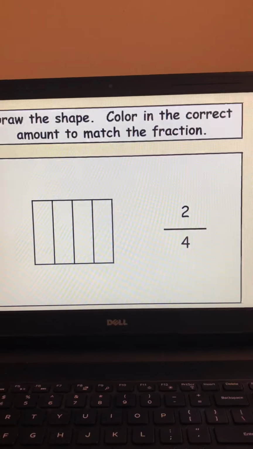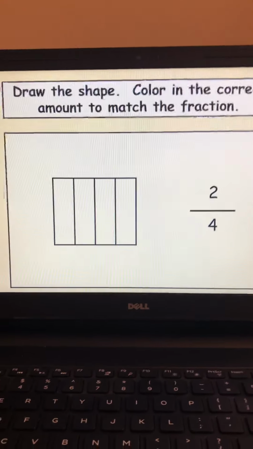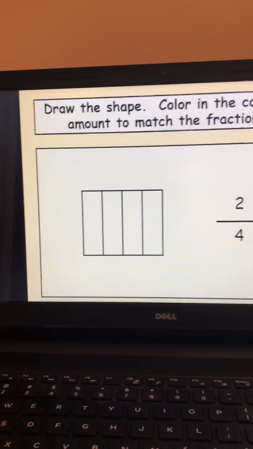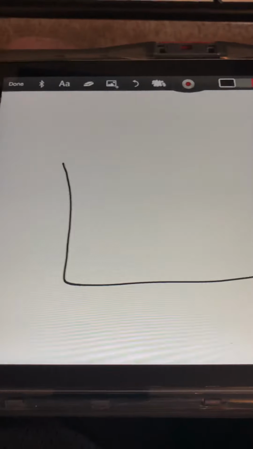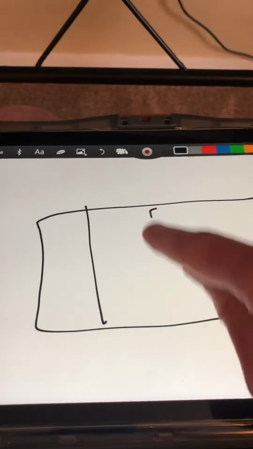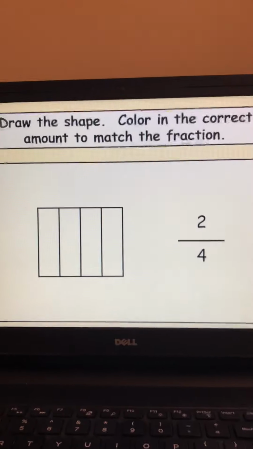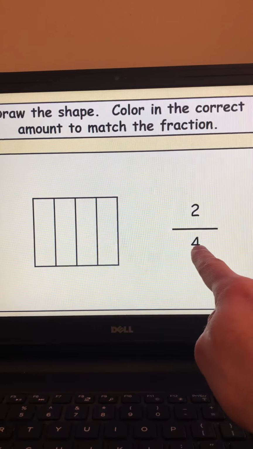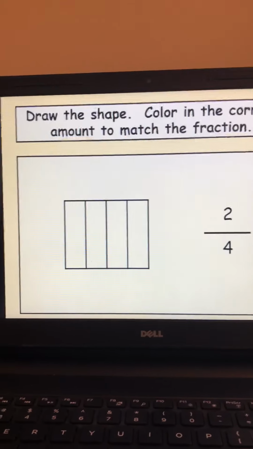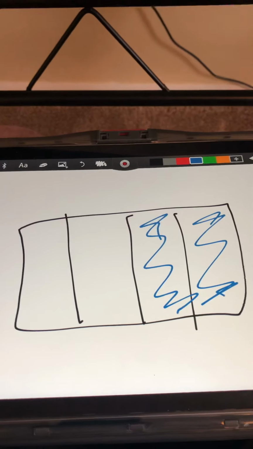Draw the shape. Draw the correct amount to match the fraction. Once again, draw what they have up there. It's a rectangle, and it has 4 parts. So again, the bottom means that there's 4 parts. So we're just going to shade in 2. 1, 2. 2 out of 4.